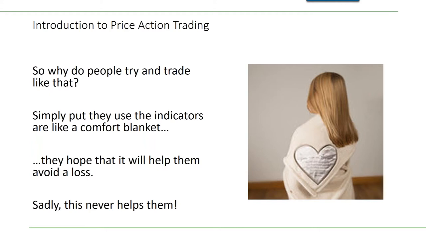So why do people try and trade like that? Why do people have charts that have got like 25 different indicators on them? Well, I'm going to give you a little bit of trading insight, a little bit of behavioral trading psychology. The reason that new traders have all of those indicators on is that they treat them a bit like a comfort blanket, right? Why do they do that? Well, they just hope that it keeps them safe. They hope that it keeps them secure.